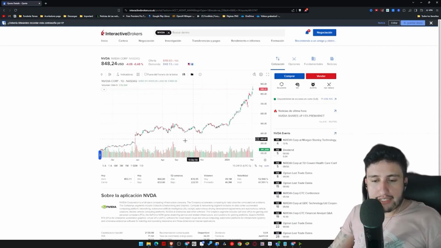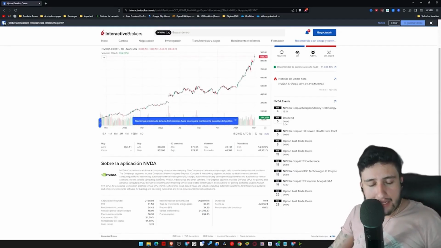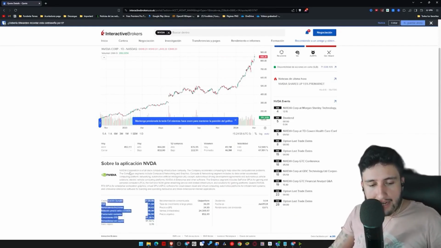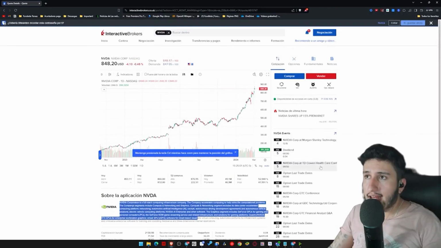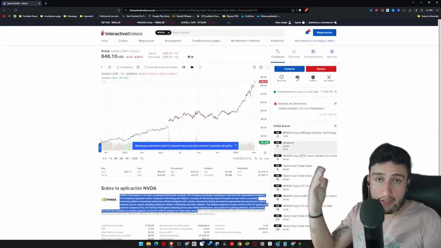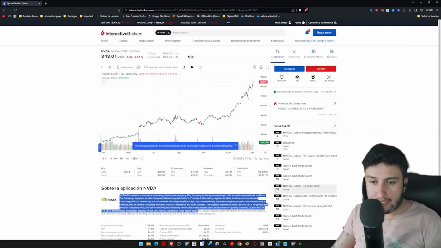Now, once we're here, we find a lot of information from the app. Of course, each of you should read it as you wish. The market capitalization, general information, all the details about NVIDIA. Here on the right, we can clearly see NVIDIA's upcoming events. These can sometimes even affect the price, so it's important to keep that in mind.